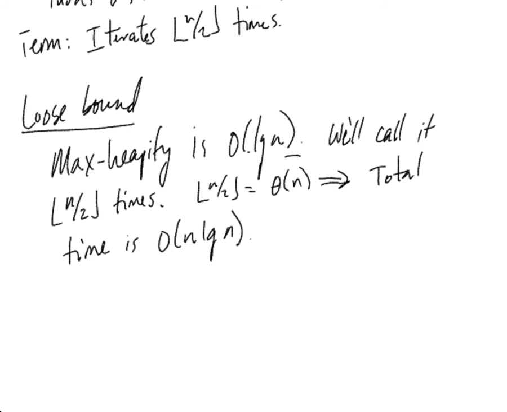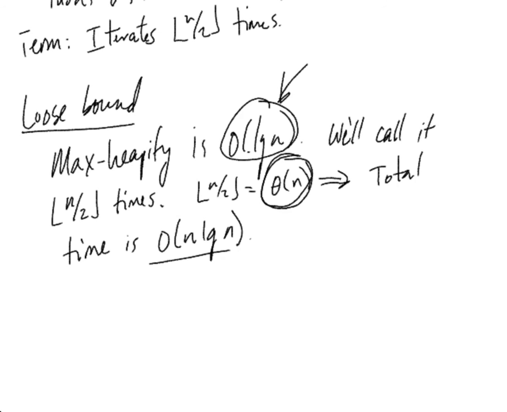Right? Max heapify is order log n, and we're calling it theta n times. And so our total time is order n log n. It's not theta n log n because max heapify is only an upper bound. We don't have a lower bound on that. So that's a loose bound.